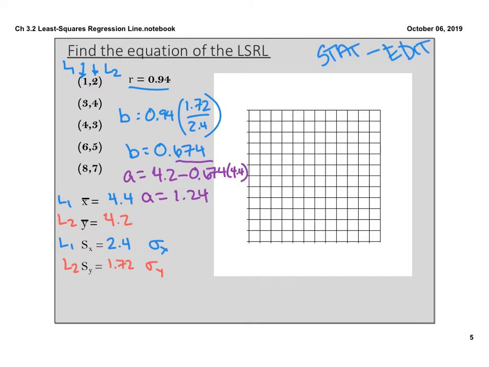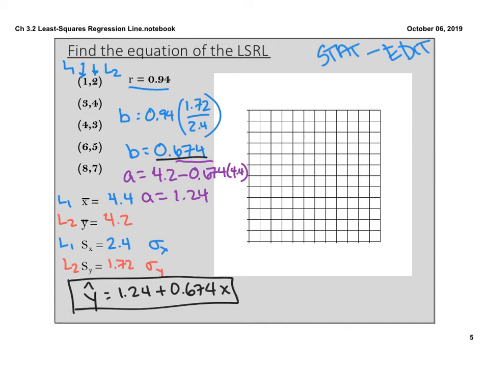So then my equation looks like y hat, because this is an LSRL, so this is a prediction equation. Y hat is equal to 1.24, and it's a positive slope. My slope is positive there. So plus 0.674 times x. So there's the equation for my line.